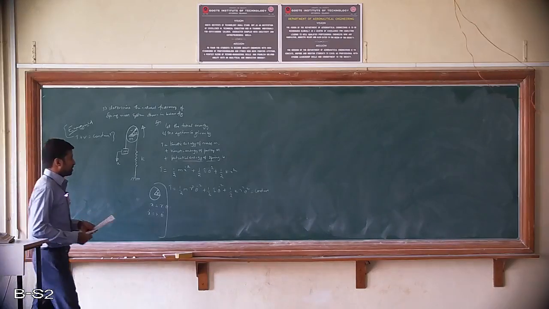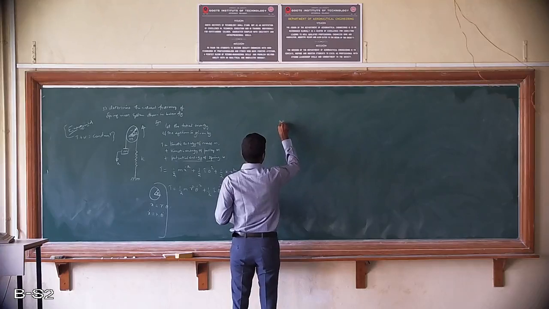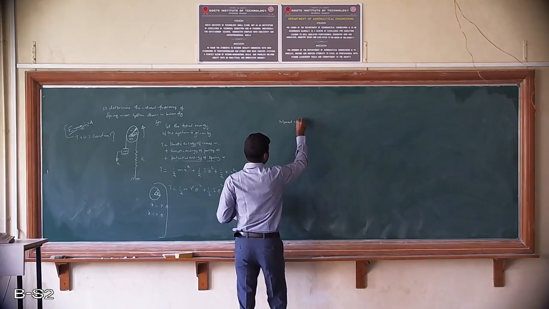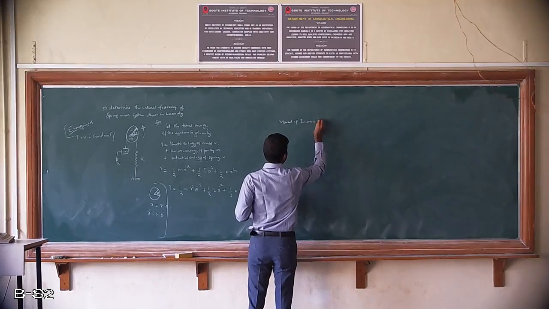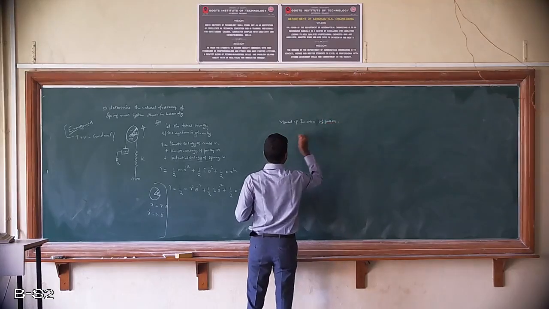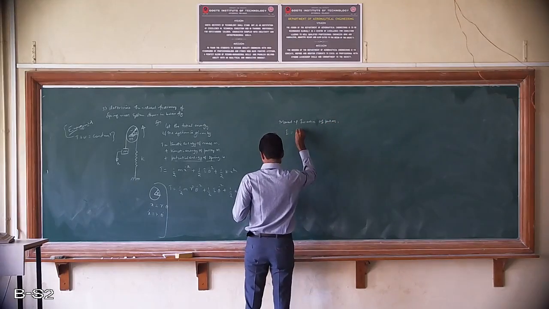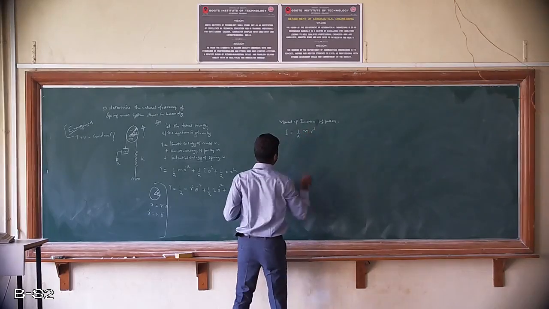Now the moment of inertia of the pulley. How do we write it? The moment of inertia of the pulley, that is I, is equal to half into m into r square.